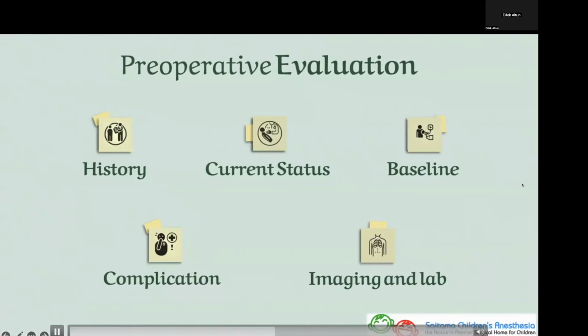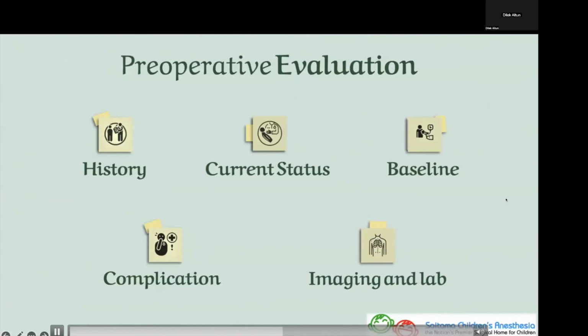We begin by reviewing the patient's history, including past surgeries, previous anesthesia experiences, and any long-term medications that could affect perioperative management. We also assess the patient's baseline health and current condition, focusing on complications related to Fontan physiology, such as arrhythmias, heart failure, or previous interventions.